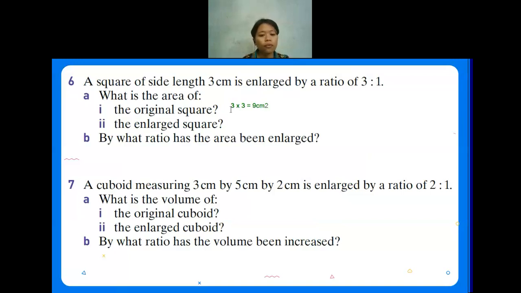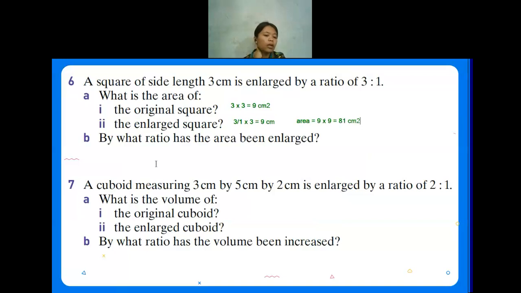Now for part B, the enlarged square is 81. We need to find the measurement first. How did you get 81? We have to enlarge it 3 times first. 3 times 3 equals 9, and then 3 times 3 again equals 9, and then 9 times 9 equals 81. Okay, good job. Is there anyone who is confused so far?